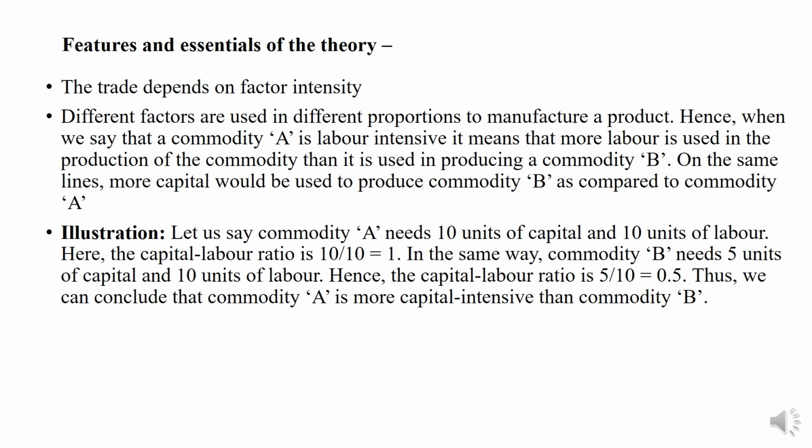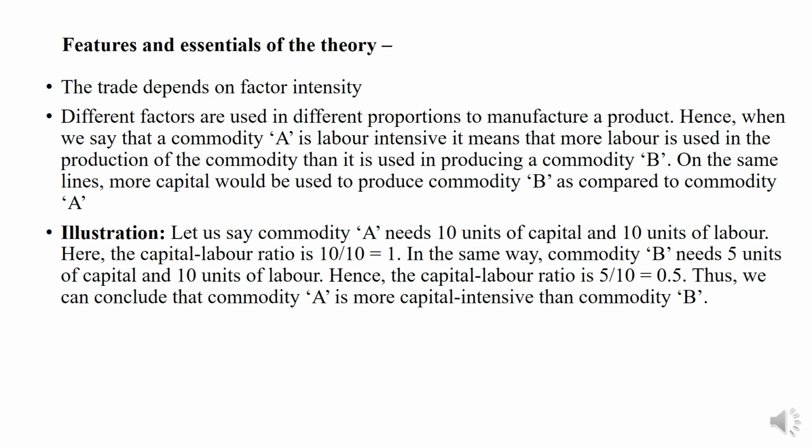So different factors are used in different proportions to manufacture a product. Hence, when we say that a commodity A is labor intensive, it means that more labor is used in the production of the commodity than it is used in producing a commodity B. On the same lines, more capital would be used to produce commodity B as compared to commodity A. The same thing we just discussed. So let's look at the illustration of this.